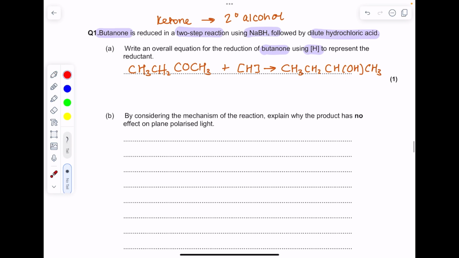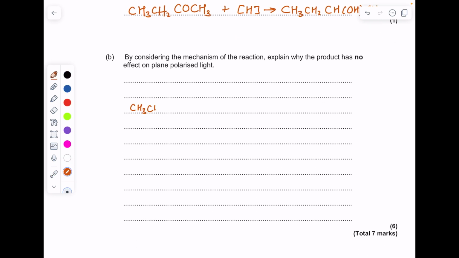By considering the mechanism of the reaction, explain why the product has no effect on plain polarized light. So what I'm going to do here is I'm going to draw the mechanism just to show you really what's going on so we can understand, first of all, that enantiomers are formed, and then we'll go on to explain that despite the fact that those enantiomers are formed, that it has no effect on plain polarized light.